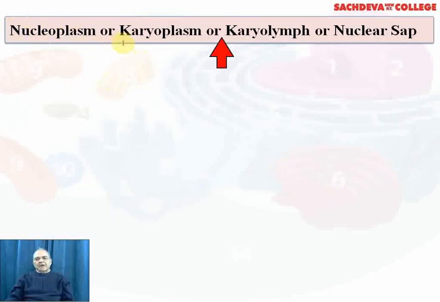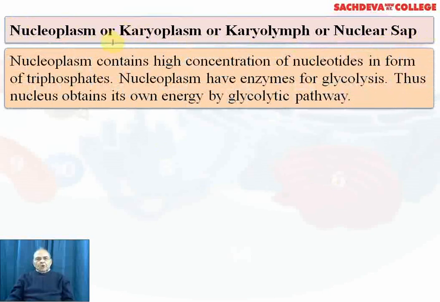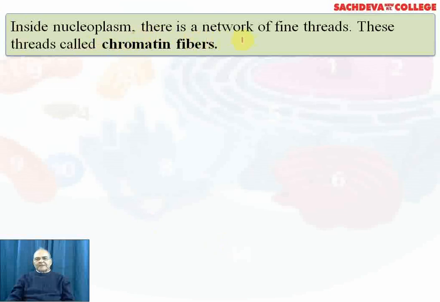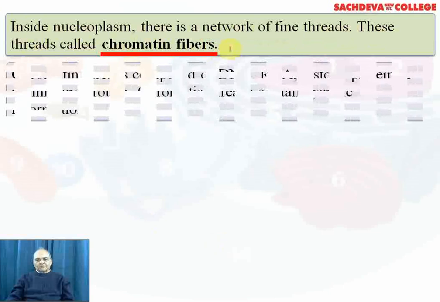Nucleoplasm or karyoplasm or karyolymph or nuclear sap, all these are names for the same thing. Nucleoplasm contains a high concentration of nucleotides which occur in the form of triphosphates. Nucleoplasm has enzymes for glycolysis. Thus, the nucleus obtains its own energy from the glycolytic pathway. This is the nucleoplasm. Inside the nucleoplasm, there is a network of fine threads. These threads are called chromatin fibers.